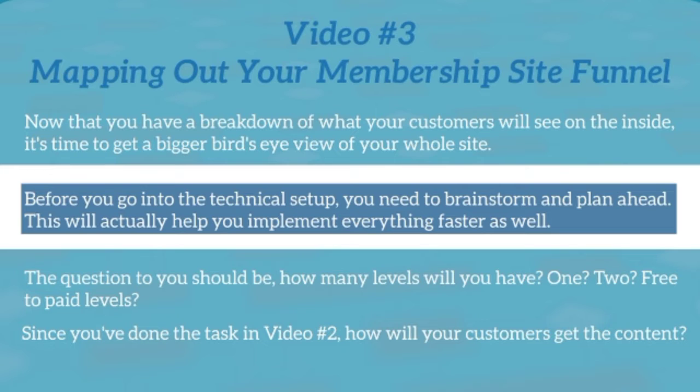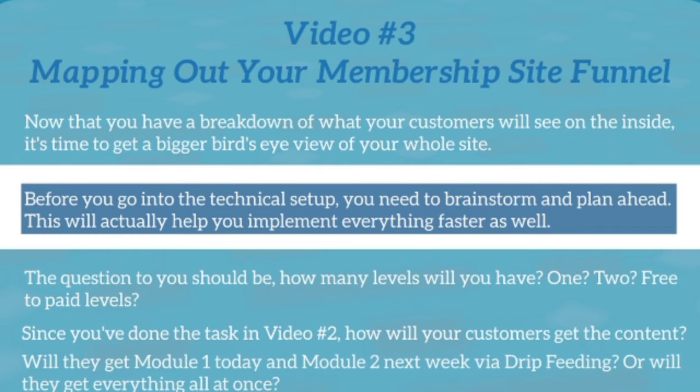Now, since you've done the task in video number 2, or at least now you have an idea about breaking things up and how your customers will see the content, the question now is, how are you going to deliver the content? And this is what we call drip feeding. Let's say you have a monthly membership site. You can set it up so they get module 1 for the first month, module 2 the second month, via what we call drip feeding.